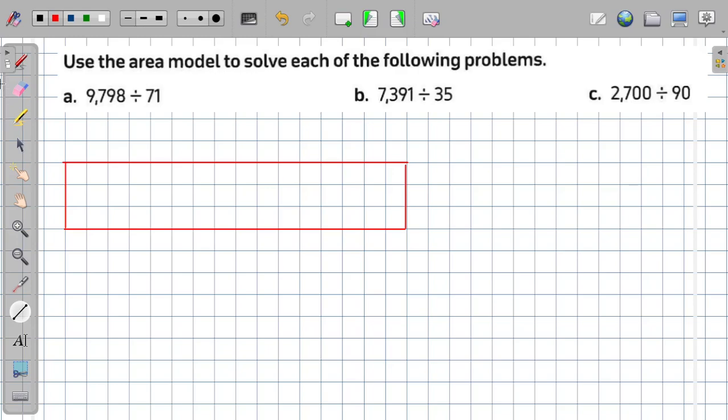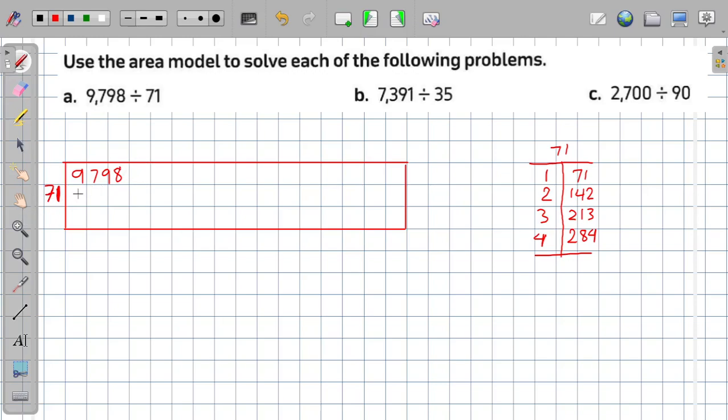Okay. So first we will write the divisor next to the model like this, because this is the number that we will divide by. Okay. So the first number here is 9,798. So let's remember first what is the timetable of 71. Let's make a timetable for us. So 1 by 71 equals 71. 2 by 71 equals 142. 3 by 71 equals 213. Okay. 4 by 71 equals 284. Okay. That's enough.